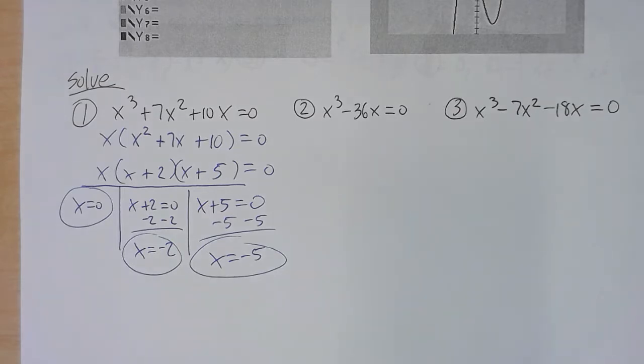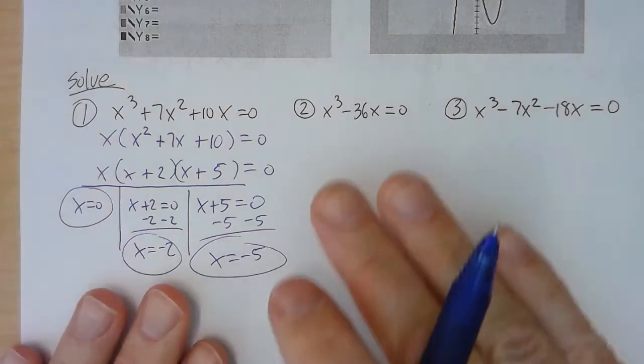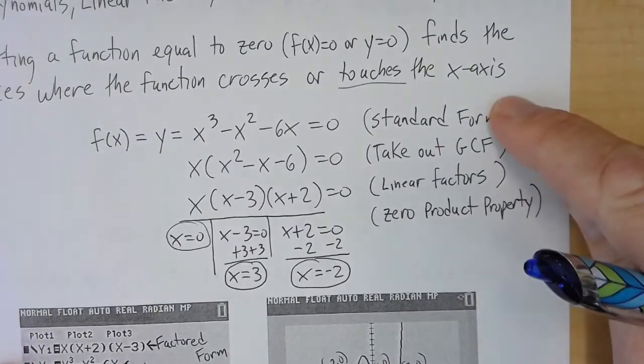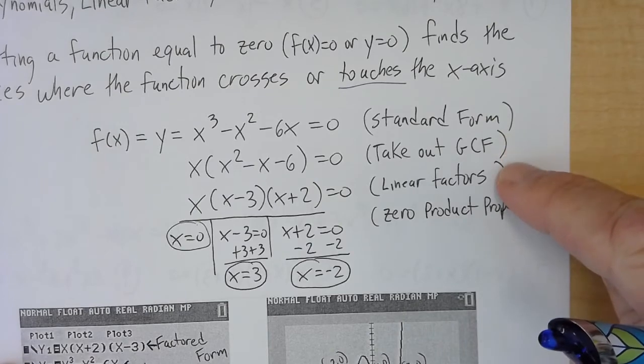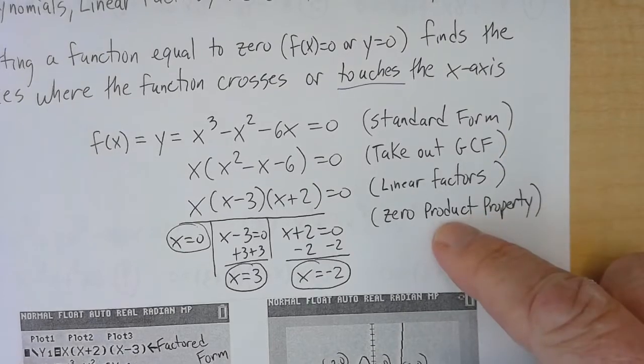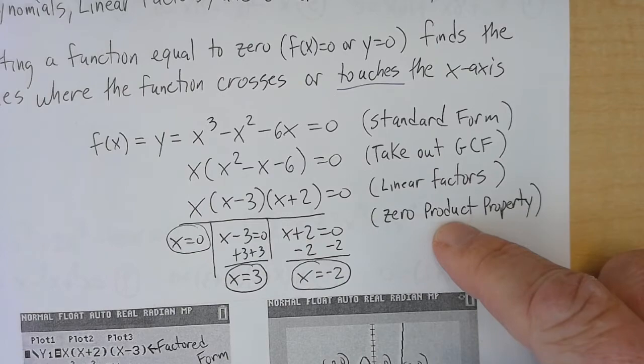So moving along here, these are all pretty much the same. You're taking out a common factor. So you're starting off with standard form, taking out a common factor, writing into its linear factors, and then do zero product property. This one looks a little bit different, so let's go through number 2.